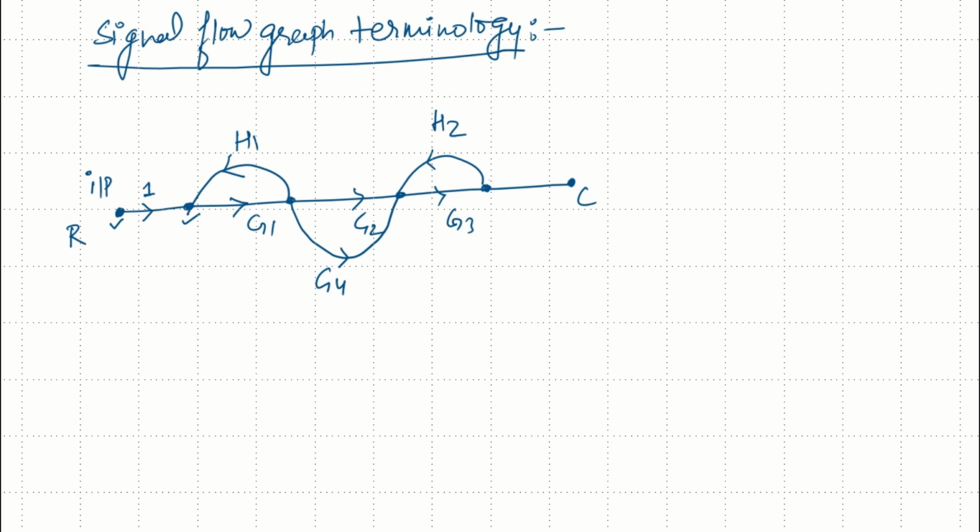The output node is the node which only has incoming branches. The path is basically the traversal of the connected branches in the direction of a particular branch, so it connects the different nodes. Now the important term here is the forward path.